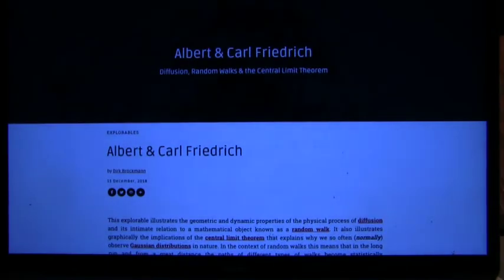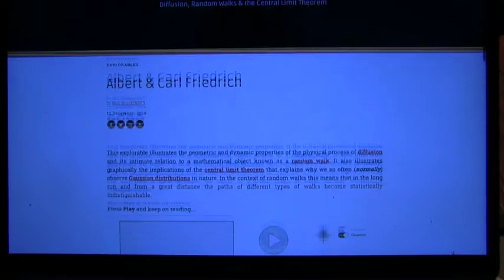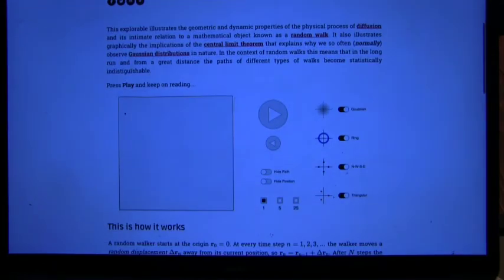FamilyMath879. So this is a website and a program by Albert and Carl Friedrich that I found thanks to Steven Strogatz. And we're going to play around with it this weekend. But what it's going to talk about is something called random walks. Do you know what random walks are?